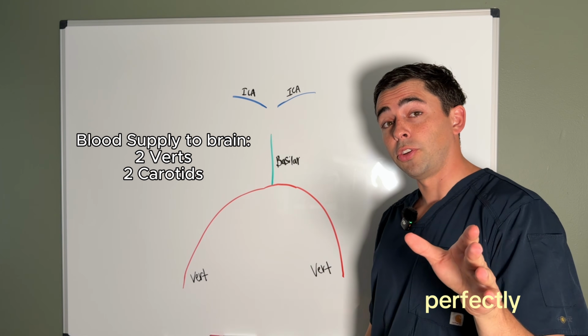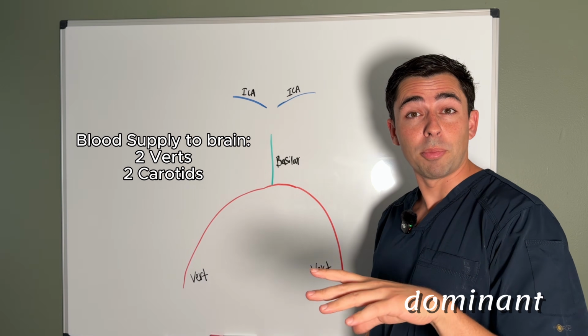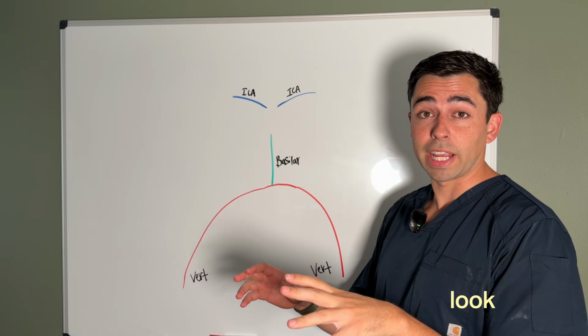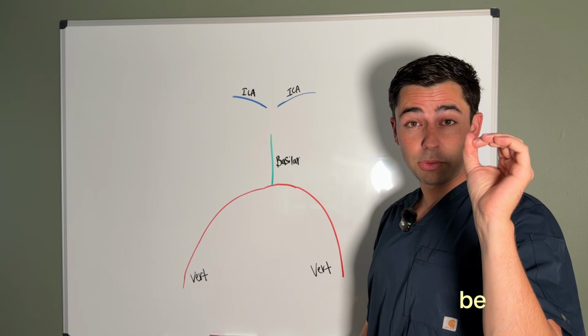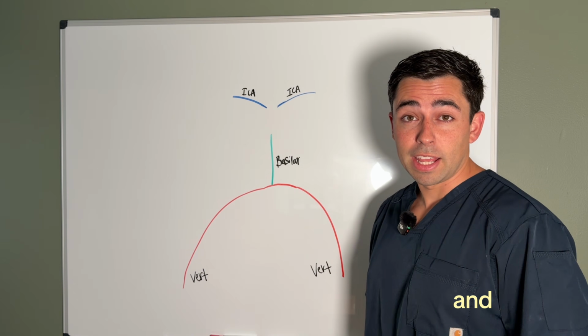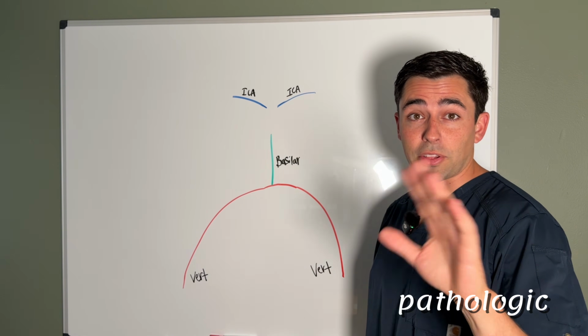Side note, it is perfectly normal for someone to have a dominant and a non-dominant vert. So when you look at imaging, one of the vertebral arteries can be really big and one can be really small. And that's a whole other discussion about how to see if it's pathologic or not.